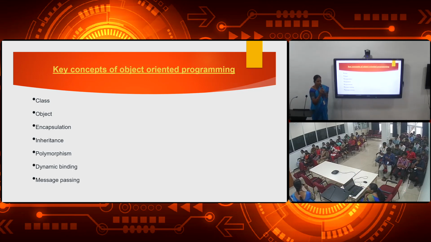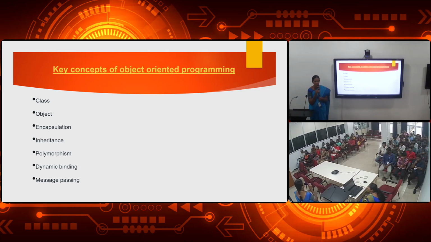And next one is dynamic binding. Dynamic binding is a mapping of which particular function call to which function definition. This decision is carried out by the compiler only at runtime. So that is what is called dynamic binding.